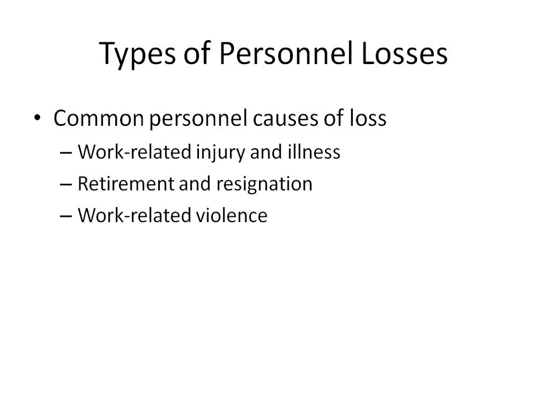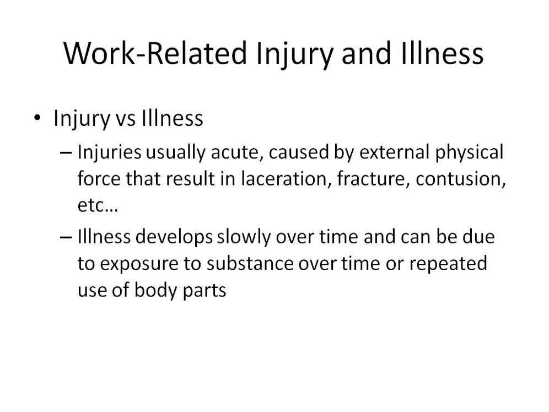So the types of personnel losses that we typically deal with are work-related injuries and illnesses, retirement, resignation, and work-related violence. We're going to go through a couple of these. So, injury versus illness. We'll talk in a little more detail, but injuries are usually acute, caused by external physical force that results in laceration and fracture. So the idea is that something happened instantaneously.